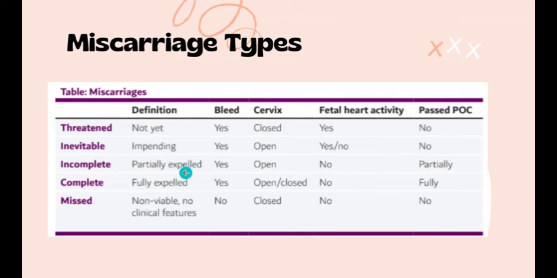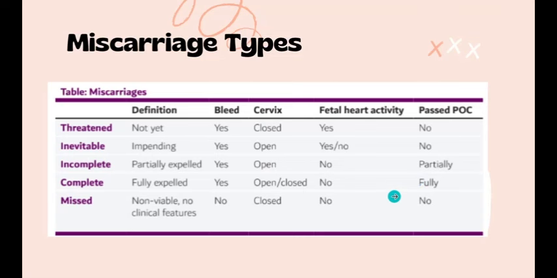An incomplete miscarriage is, as it sounds, a partially expelled miscarriage. In the question, the products of conception will be described as half in the uterus, half out of the cervix. For that to happen, the cervical os must be open, the fetal heart activity won't be present, and there will be partially passed products of conception.